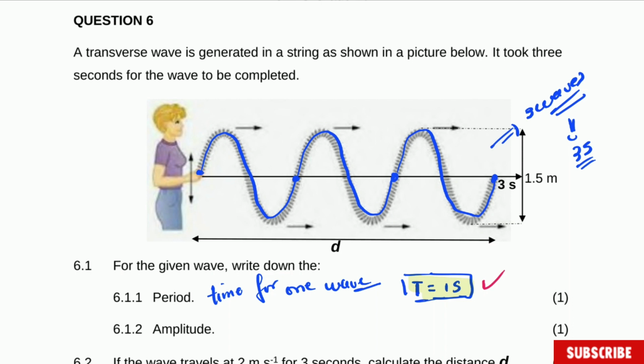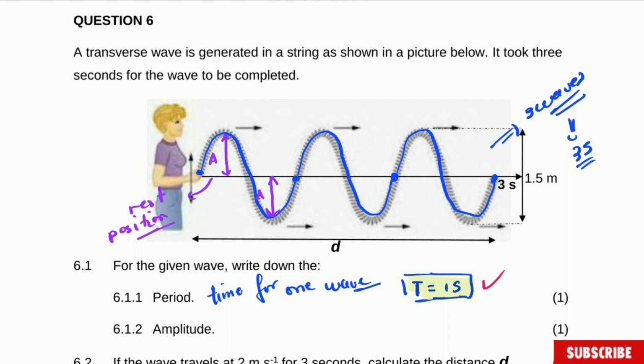What is the amplitude? The amplitude is the maximum displacement. So the amplitude is the distance from the rest position, which is this one here. Let's write here rest position. That one is the rest position, so it's the distance from the rest position to the crest. This one is amplitude, or from rest position to trough. That is amplitude. In other words, it is half the distance from crest to trough.